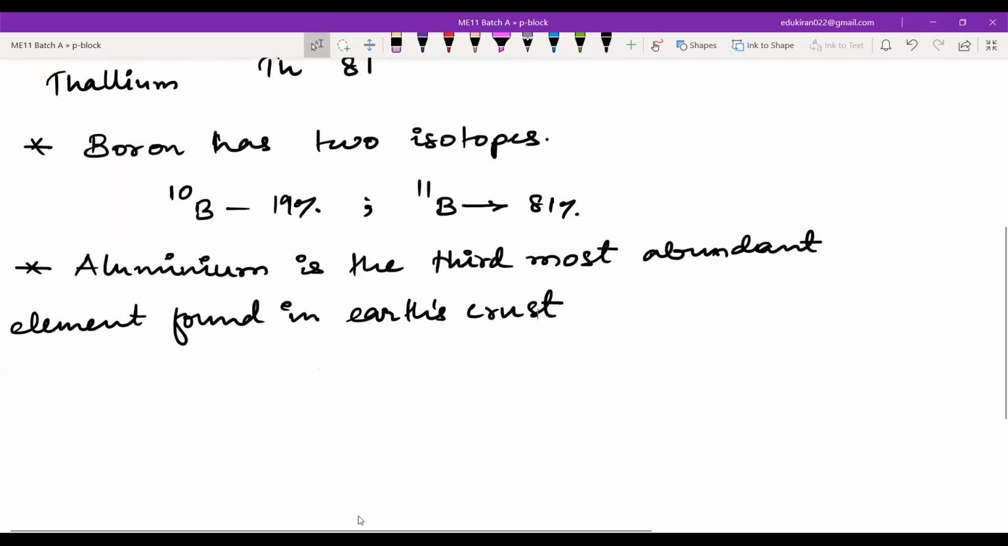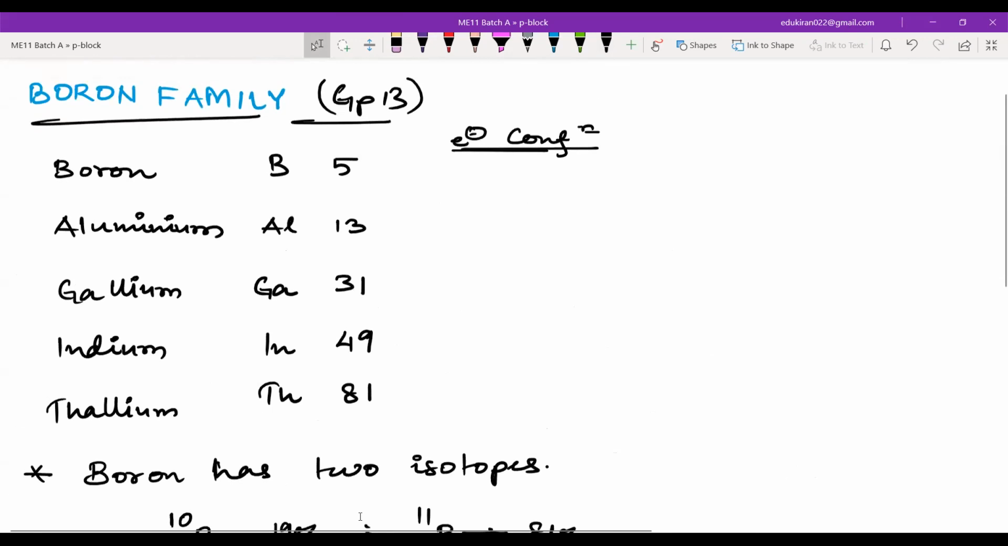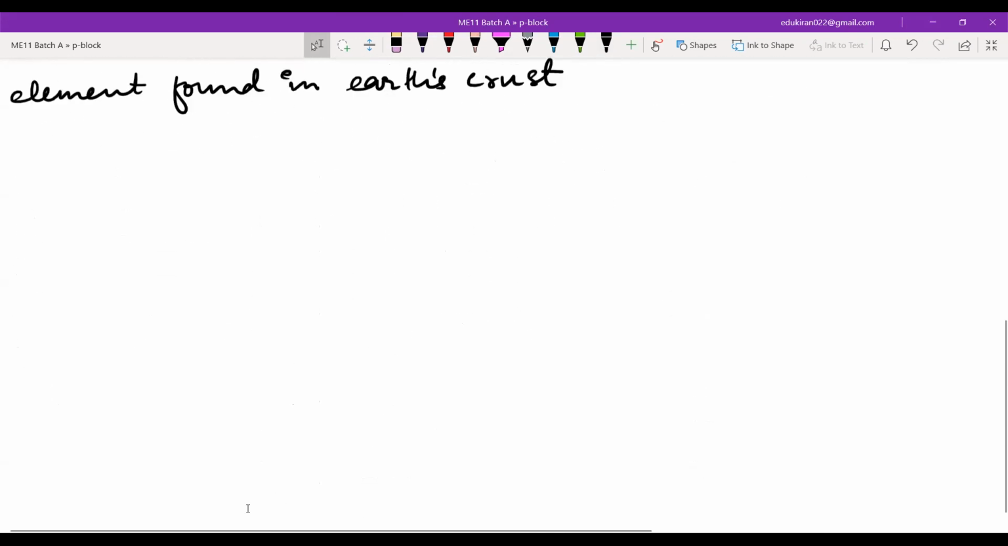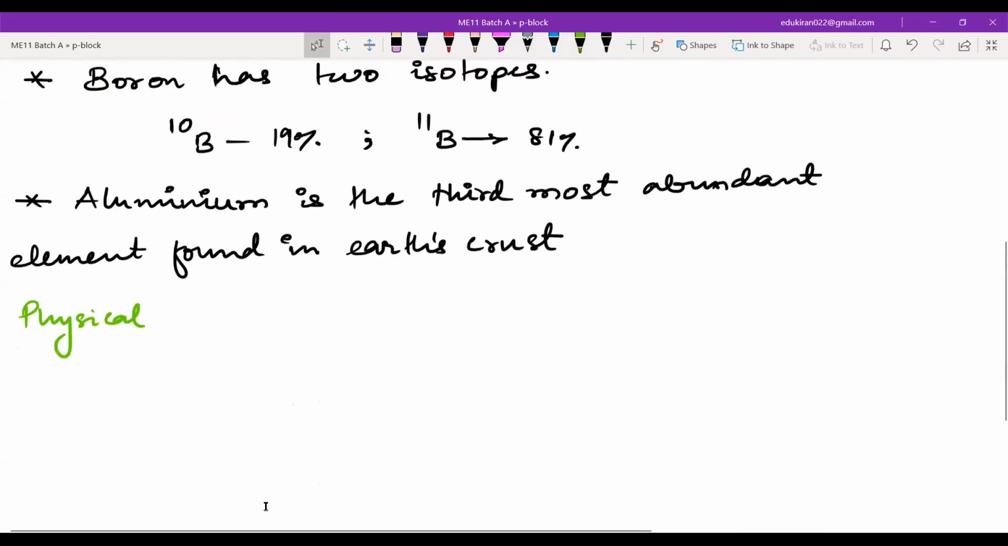Fine. Now we'll write about the physical properties. Electronic configuration, please remember to write it. Next you will write the atomic radius, under physical properties. Sir, could you show the second point again? Yeah, sure.